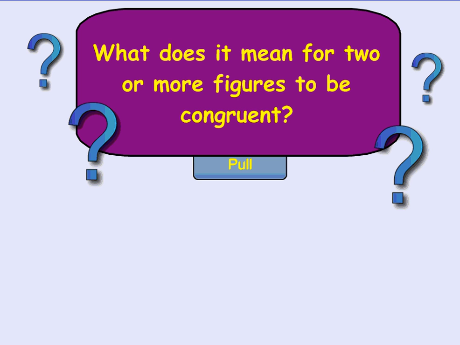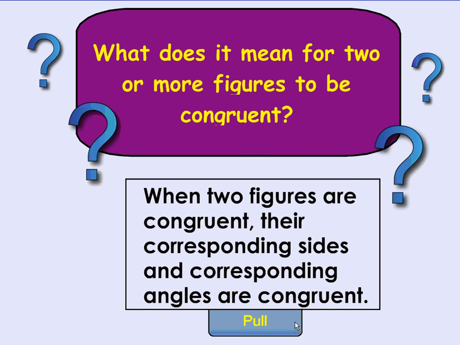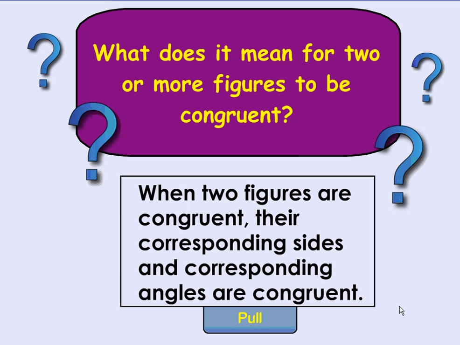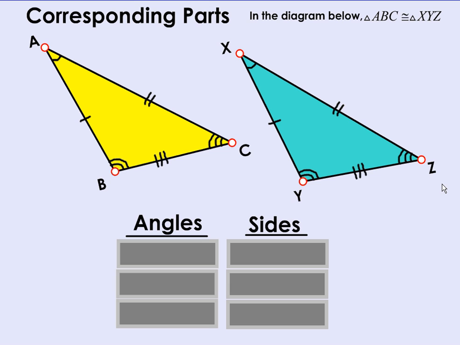So what does it mean for two or more figures to be congruent to one another? The answer is that when two figures are congruent, their corresponding sides and corresponding angles are congruent. For us to truly understand that, we need to take a look at what corresponding sides and corresponding angles are. Looking at this next slide, we have two triangles in this diagram, and we're told that triangle ABC is congruent to triangle XYZ.